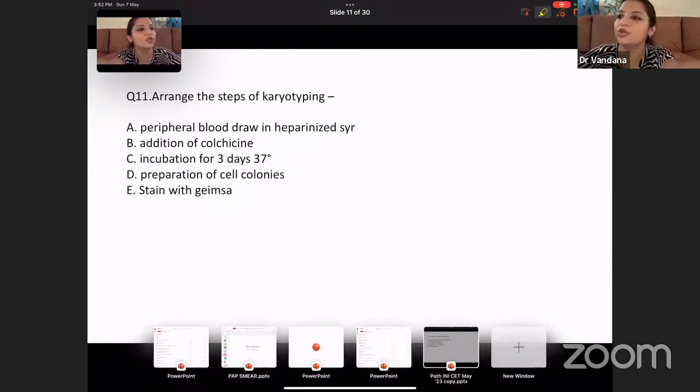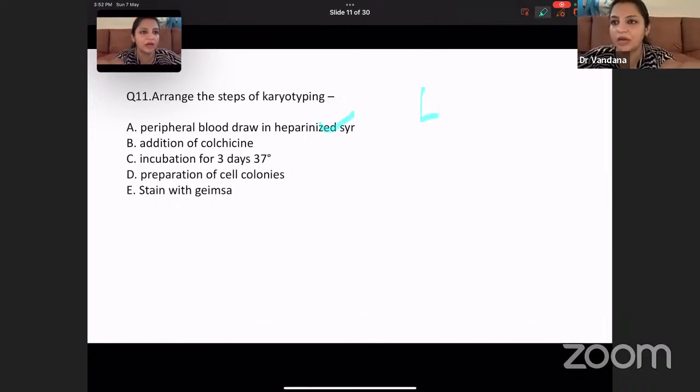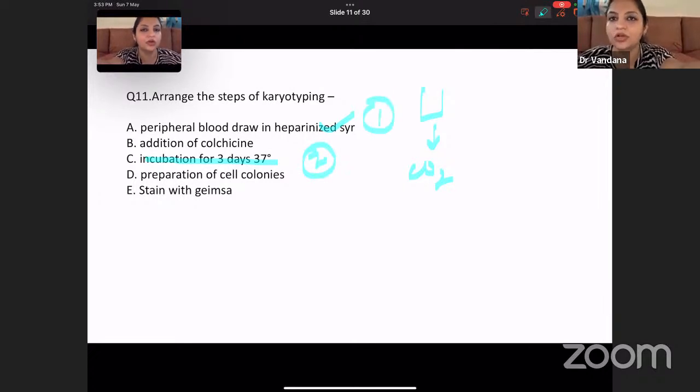So remember, what do you do in karyotyping? I'll just tell you quickly. You take a sample first in heparin. That's correct. After taking in heparin, you put it in the carbon dioxide incubator for approximately 3 days. That is step number 2, where you keep it for incubation. Only after that will you add colchicine. So step number 3 is that you add colchicine.